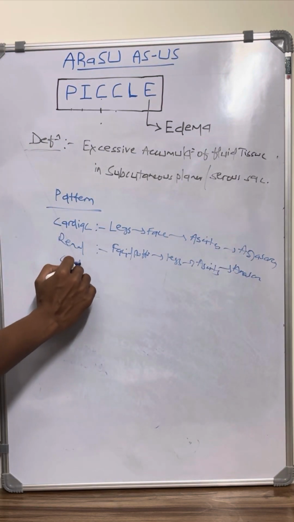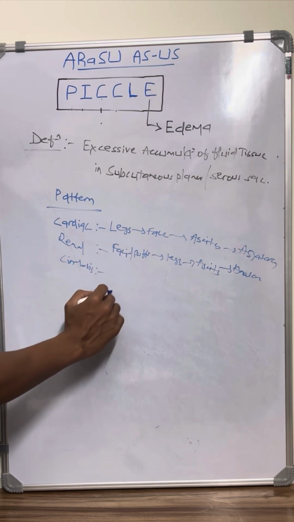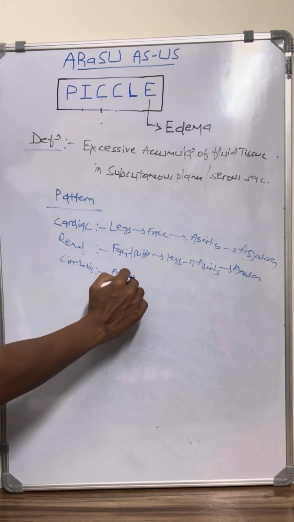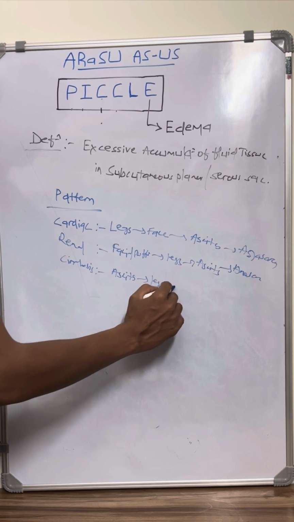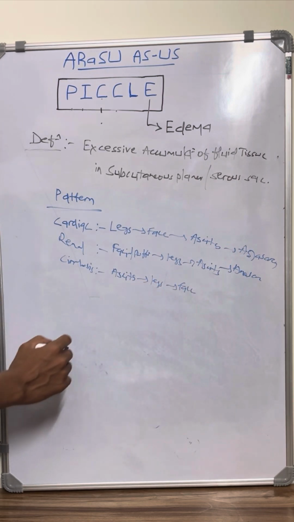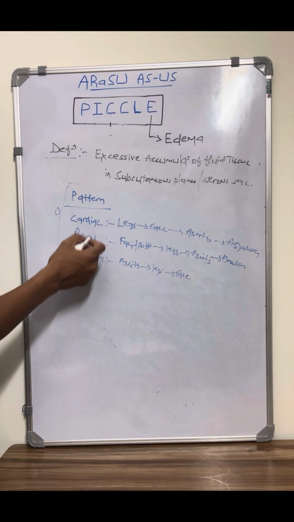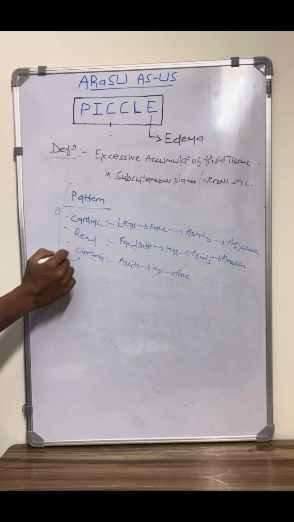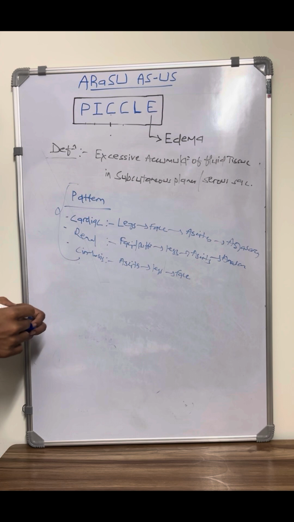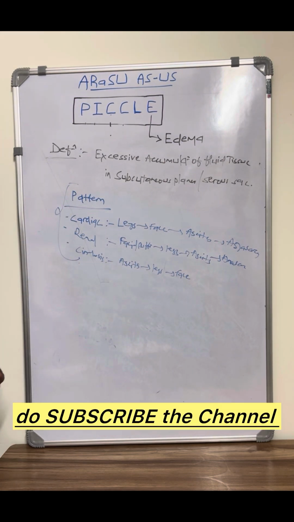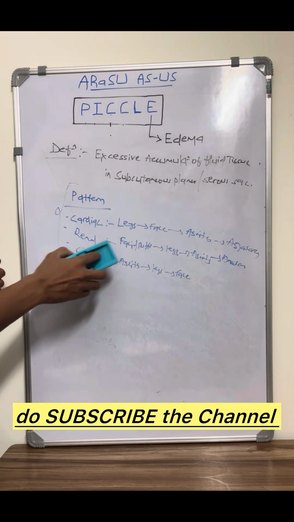Whereas in cirrhosis of liver, there will be ascites, then legs, then the face might be involved. So these patterns in history will help us to find out the cause or which system is the reason for edema. This one we should consider. So this is all about edema.